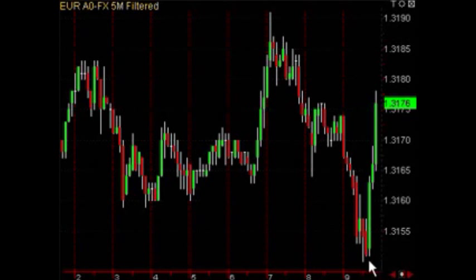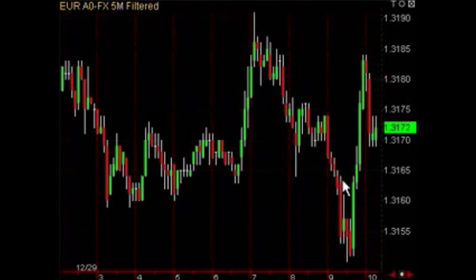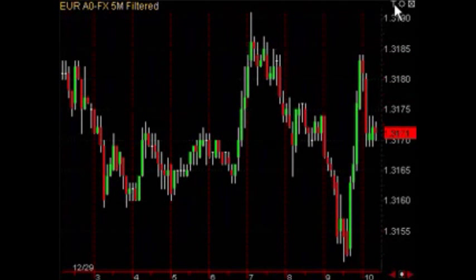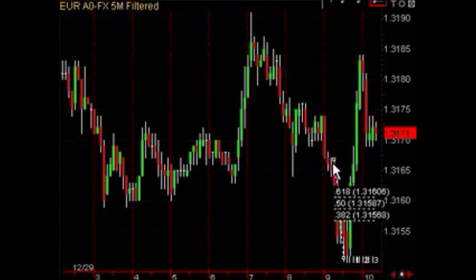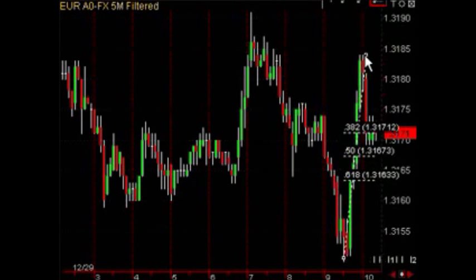The market is moving from the bottom up, and you want to draw your fibs on here. You left click on the chart using leveragefx.com's Fibonacci tool. Left click and drag all the way to the top. So this shows the 38.2% Fibonacci pullback, the 50%, and the 61.8.